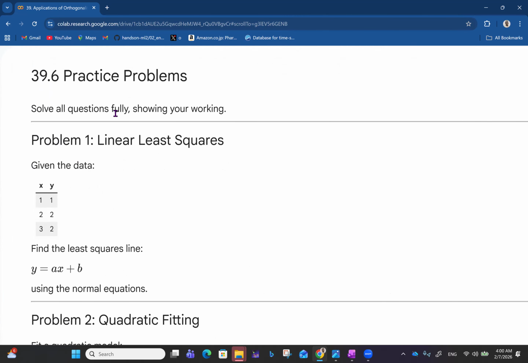So solve all questions fully, showing your working. Given the data 1, 1, 2, 2, 3, find the least squares line. Just like what we did before, you just have A to be 1, 2, 3 against 1, 1, 1, whereas Y now is 1, 2, 2, and then you do all that fitting.